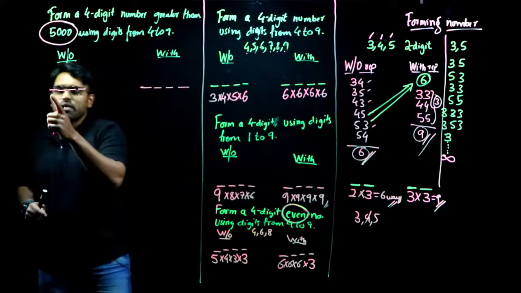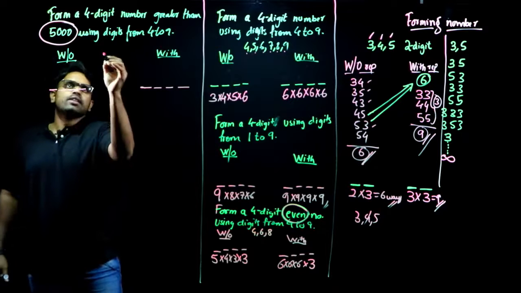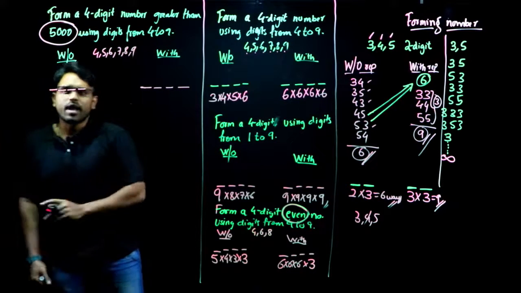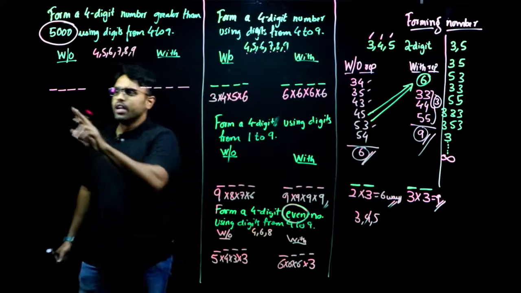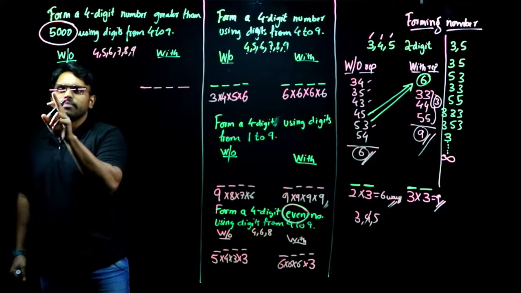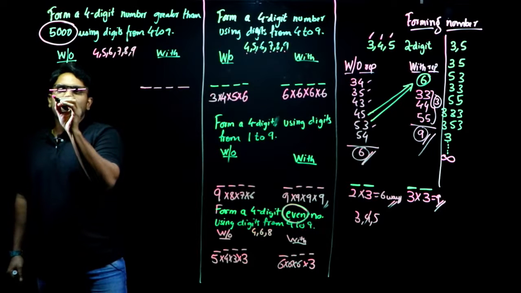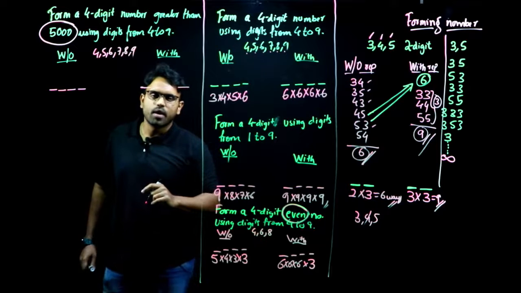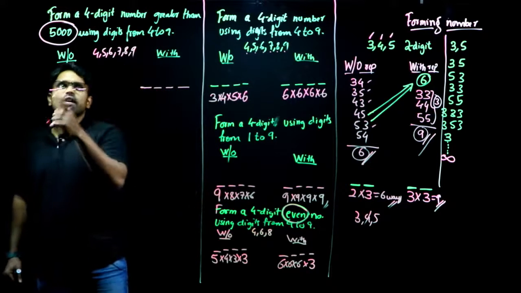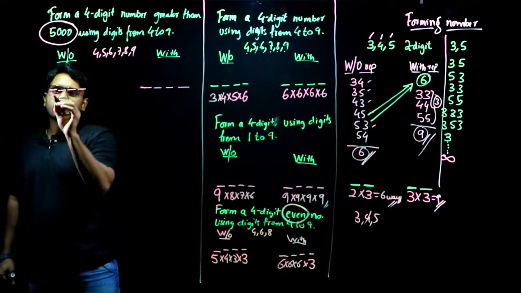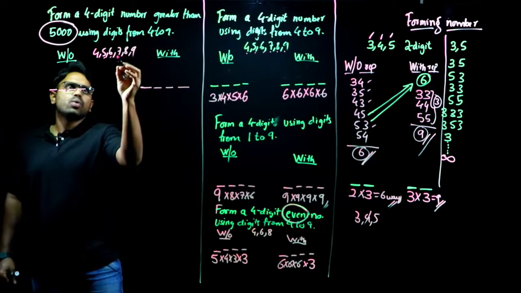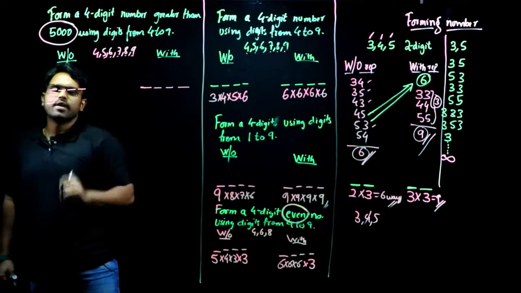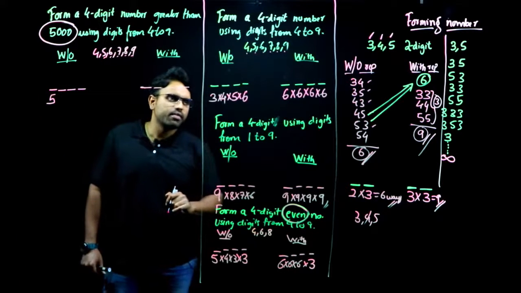Now, if I start from the thousands place, what are the numbers? 4 to 9: 4, 5, 6, 7, 8 and 9. For any number to be greater than 5,000, it should have 5 or a number greater than 5 in the thousands place. So how many different ways can I fill it? 1, 2, 3, 4, or a 5. So I can fill it in 5 different ways.